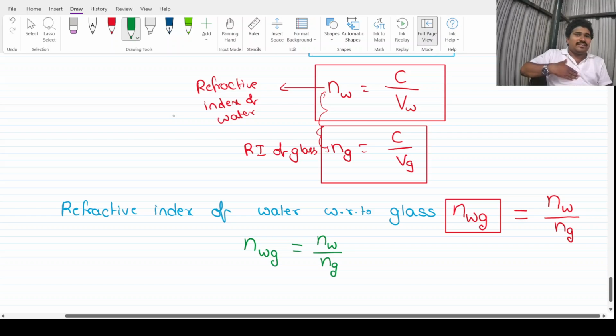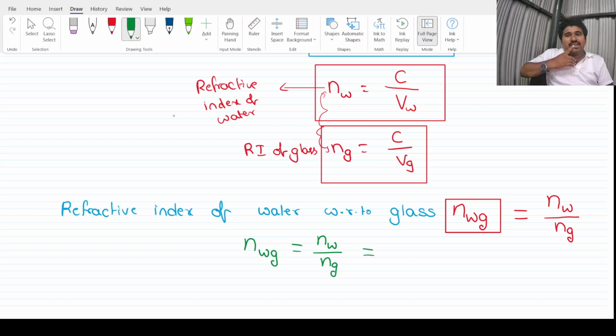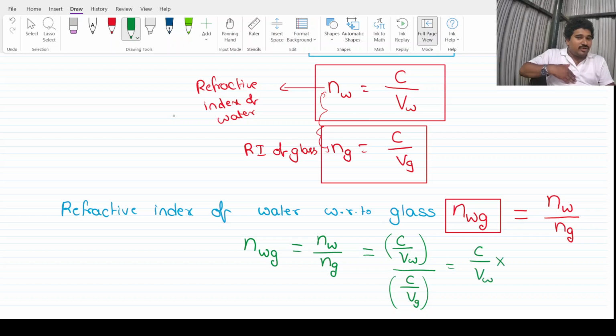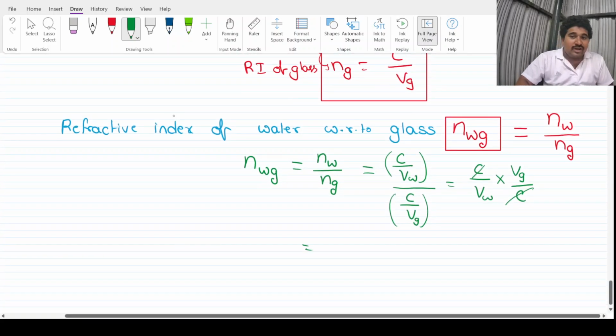NW by NG. But what is NW? It is C by VW, divided by C by VG. That is nothing but equal to C by VW into VG by C. C cancels. What are you left with? VG by VW. Sir, it came inverted, sir.